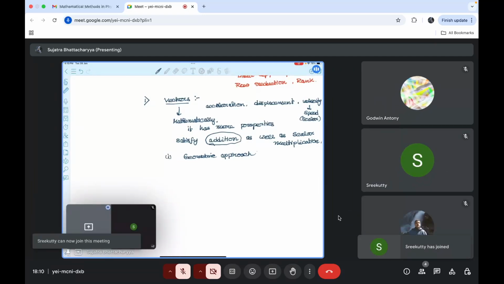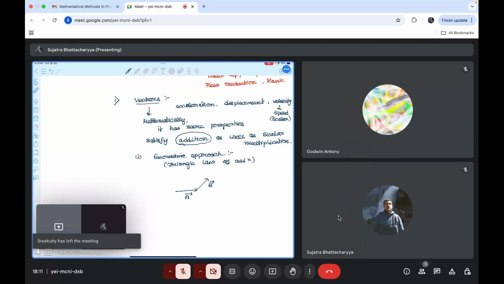So the geometric approach means we are actually dealing with the triangle law of vector addition. I'm writing triangle law of addition because we are dealing with the vectors here only. So what does it say? Suppose that you have two vectors. Let's say this is A, some vector, and this is some B vector. Then its resultant is this. So this is some vector C, which is the resultant vector. Thus C is equal to A plus B.